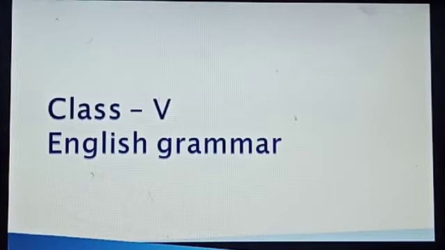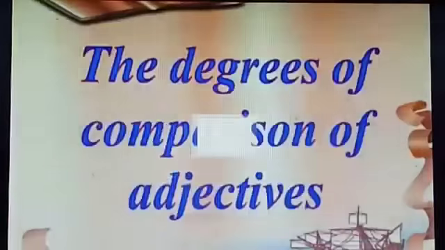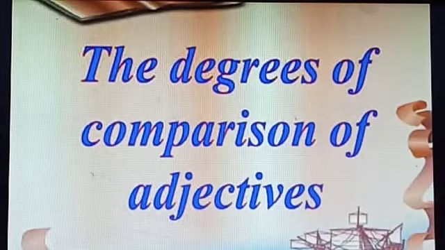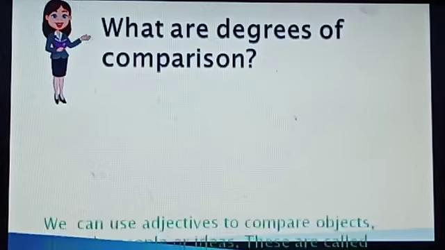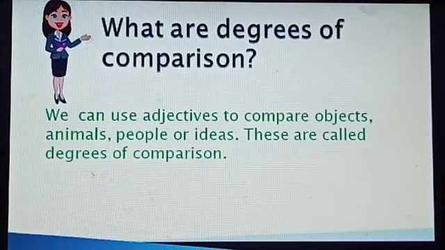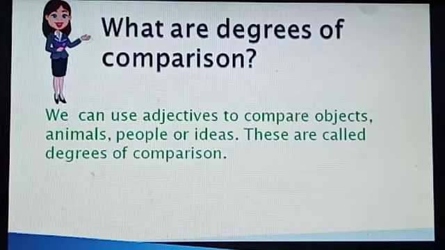In today's English grammar class, we will learn the degrees of comparison of adjectives. Do you know what degrees of comparison are? I'll tell you. We can use adjectives to compare objects, animals, people or ideas. These are called degrees of comparison. Yes, when we use adjectives to compare people, animals, things or objects, at that time we use degrees of comparison.